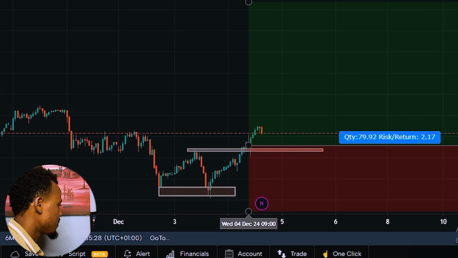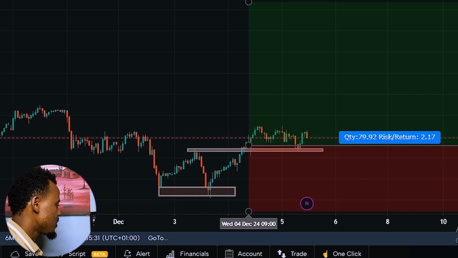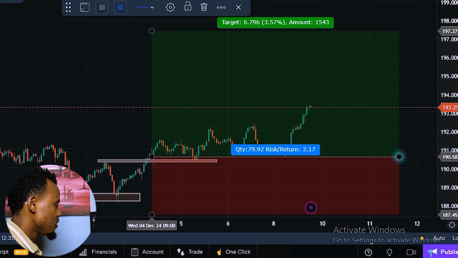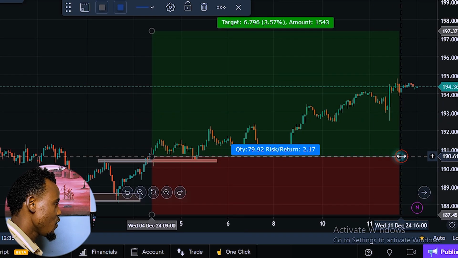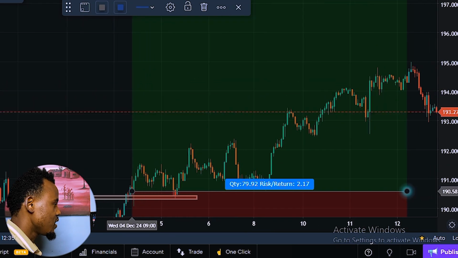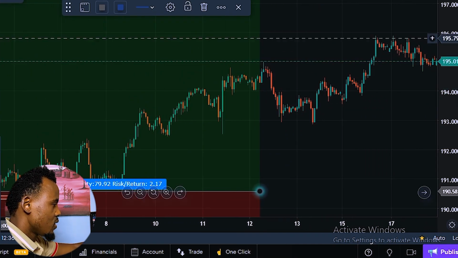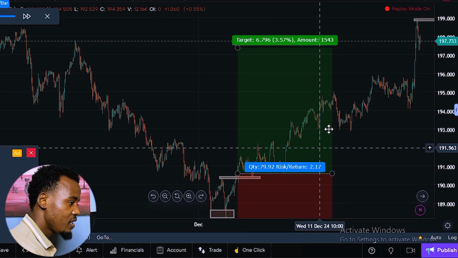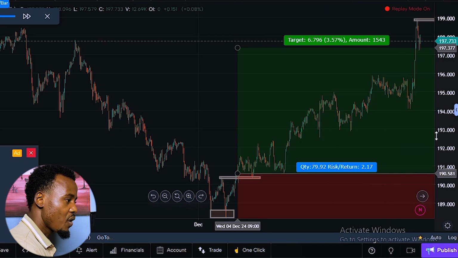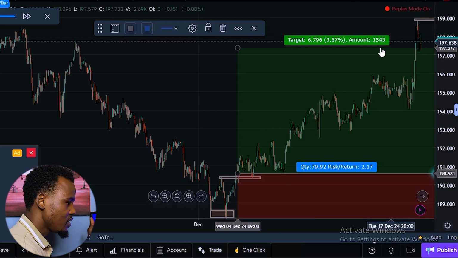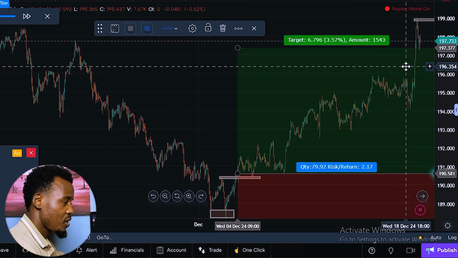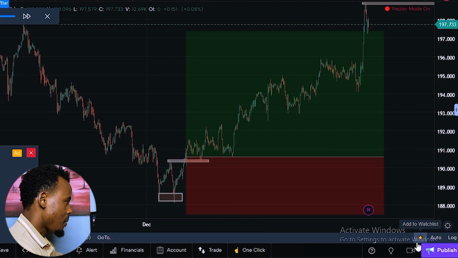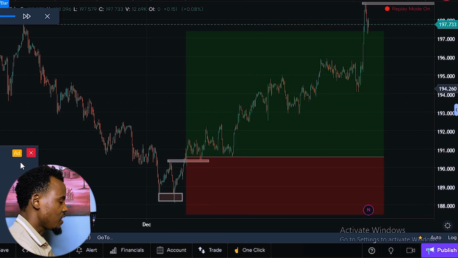So let's replay. As you can see, we are already in profit. It has eventually hit our take profits, and even above our take profits over here. This is a very simple strategy that every beginner trader needs before jumping into the market. So that takes us to the next example.